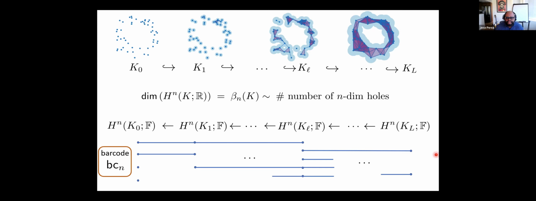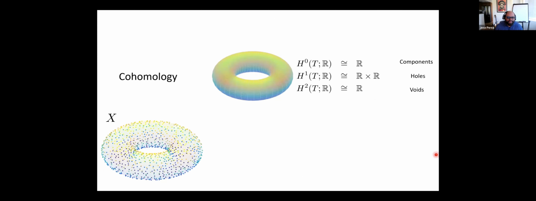So going back to the torus and the cohomology of the torus. I had told you that if you took a torus and you computed its cohomology in dimension 0, you had a vector space of dimension 1 because you have one component. In dimension 1, you had a vector space of dimension 2 because you have these two holes in the torus. And in dimension 2, you had one hole because, again, the torus was the surface bounding one empty space.